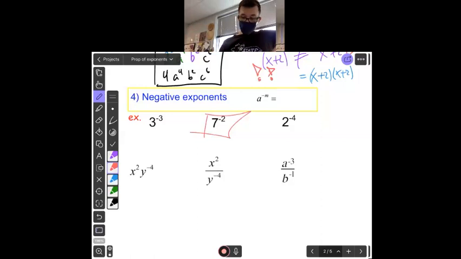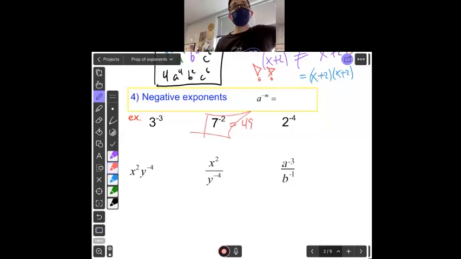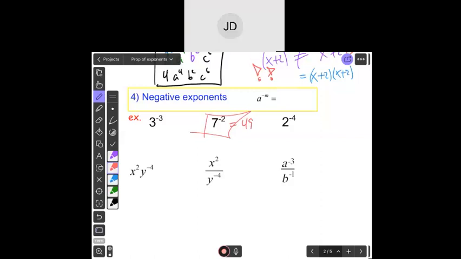49. It's 49? So it's the same thing as 7 squared? Okay. Wait, that might be if it's negative 7. I don't know. Okay, let's sort it out. Tatum, what do you think? Just off the top of your head, what's 7 to the negative 2 mean? What's the answer going to be? Do you think it's 49? Julie, what do you think? 7 to the negative 2, what do you think it's going to be?